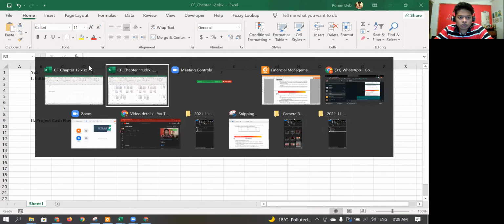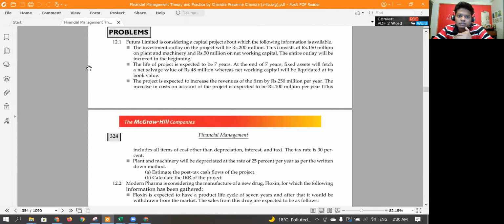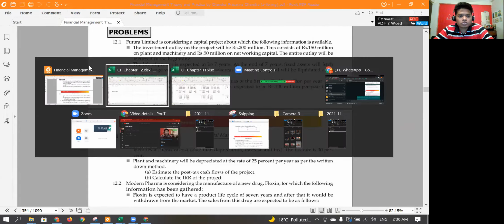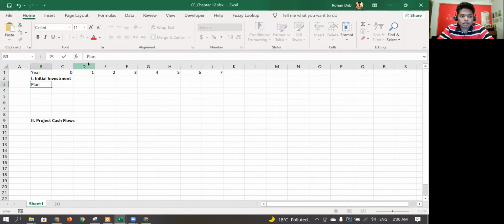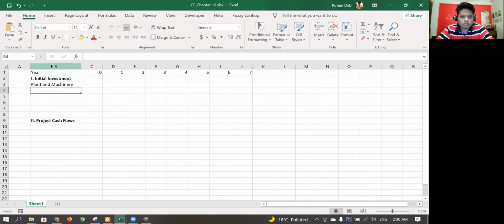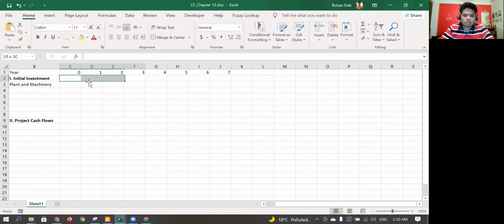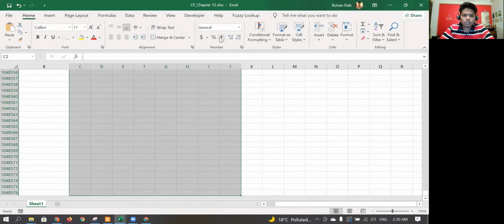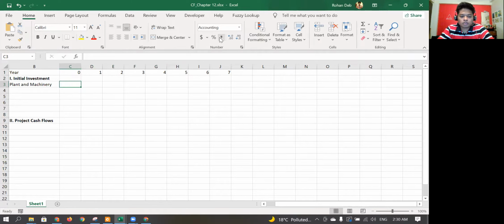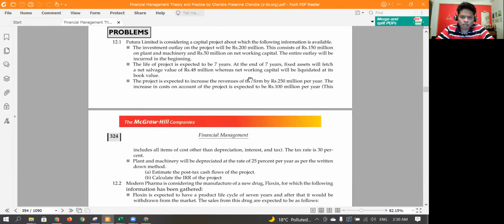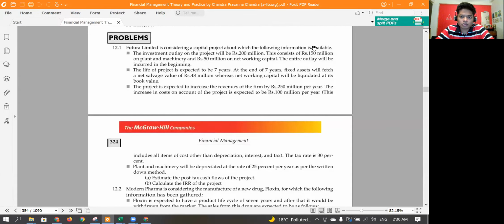So firstly, what I have been told over here is investment is 150 million on plant and machinery and 50 million on net working capital. Okay, so let's come here. For plant and machinery, what I generally do is I just select all the cells and make it into an accounting format so that I get a decimal figure. So it's 150. I'm taking it in million because otherwise there will be a lot of zeros and all the figures given are in million. So it will be easier. 150 million on plant and machinery and 50 million on working capital.